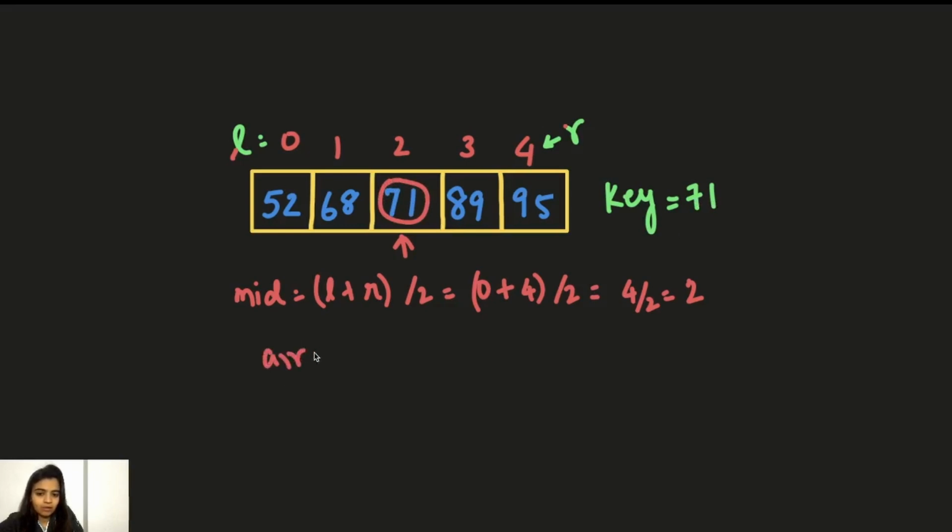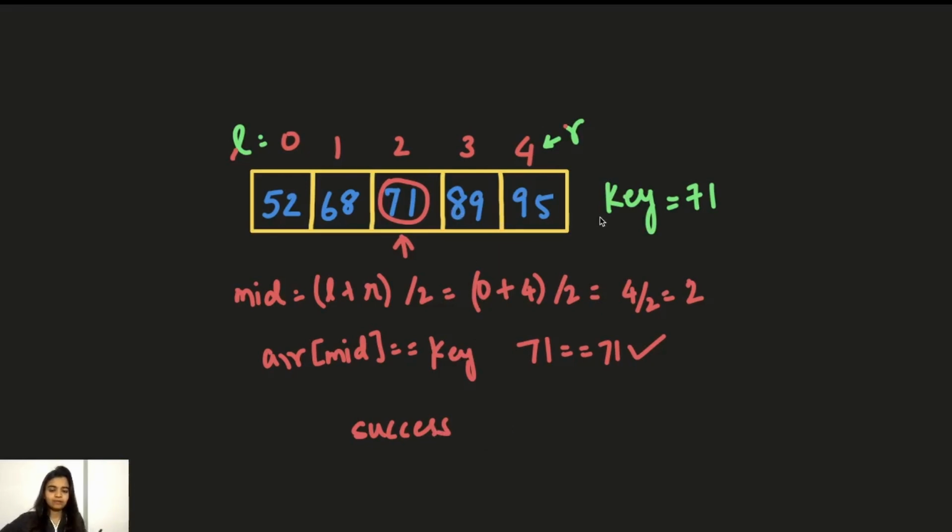and now we compare if it is equal to the key. Is array of mid equal to key, that is 71 equal to 71, which is actually correct. So our search is successful and we have found the key using exponential search. So that's it for exponential search, you guys.